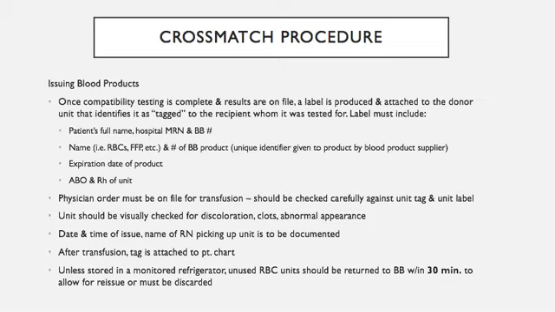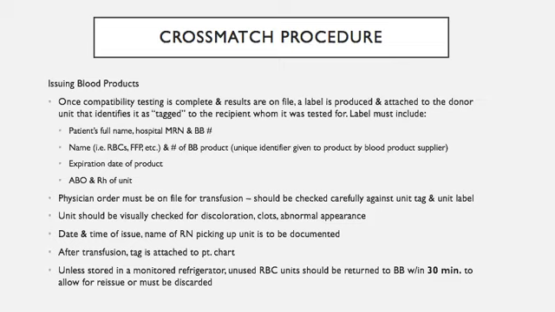And that unit is going to have a specific identifier on it, a unique number given to that product by the blood product supplier. Whoever you get your blood products from puts an expiration date on the product, and it identifies the ABO and RH of that unit. We also have to have a physician's order on file for that transfusion.